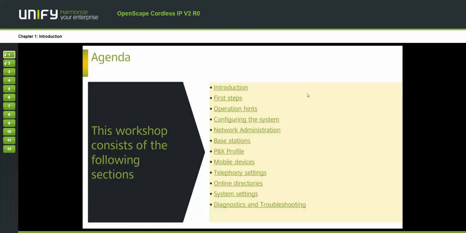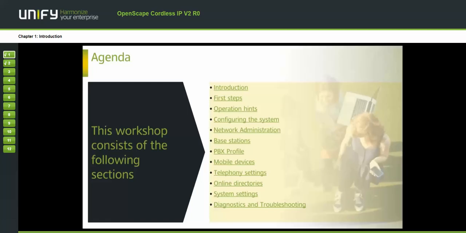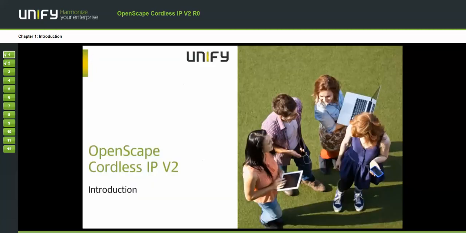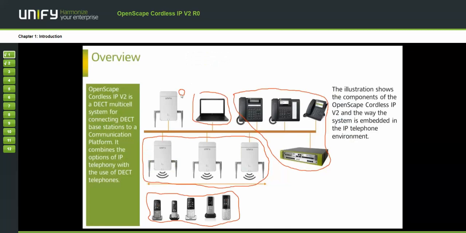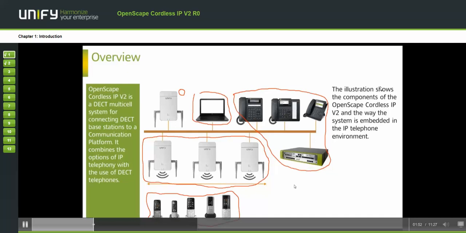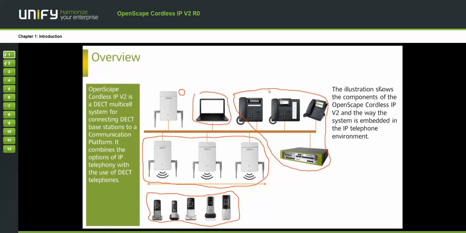Section 1 is the introduction. The introduction covers first the entire system. You see here a picture of the entire OpenScape Cordless IP system, which consists of base stations, BSIP2. We can have the ones where the antennas are distributing the radiation, like the three ones in the second line, and the ones which don't emit electromagnetic waves through the antennas.